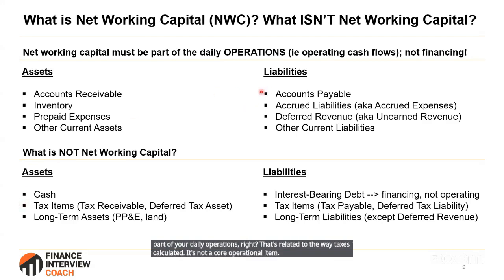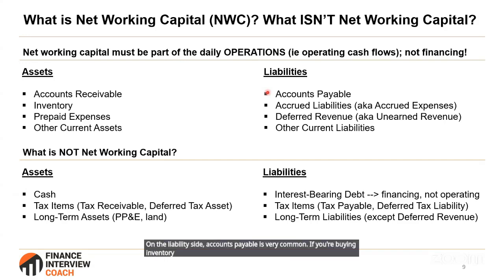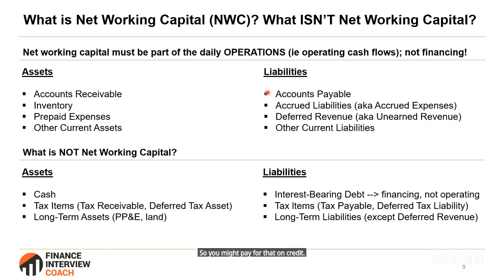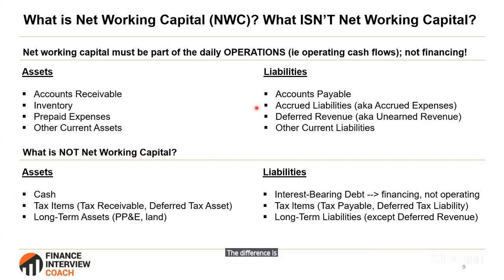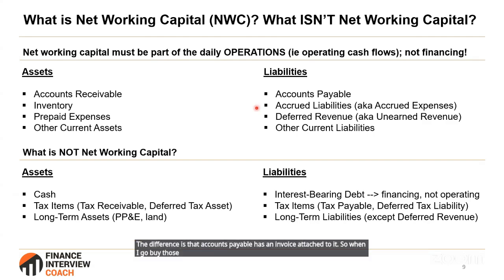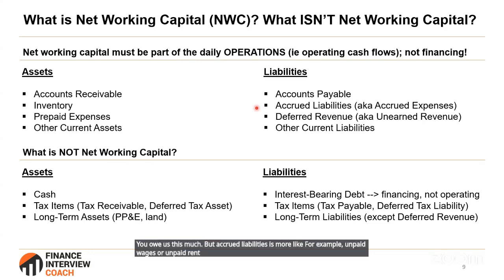On the liability side, accounts payable is very common. If you're buying inventory, for example, you might pay for that on credit. Now, there's also accrued liabilities. A lot of people ask me, what's the difference between accounts payable and accrued liabilities? The difference is that accounts payable has an invoice attached to it. So when I go buy those shoes, they're going to give me an invoice, saying, hey, you bought this inventory, you owe us this much. But accrued liabilities is more like, for example, unpaid wages or unpaid rent or unpaid vacation.